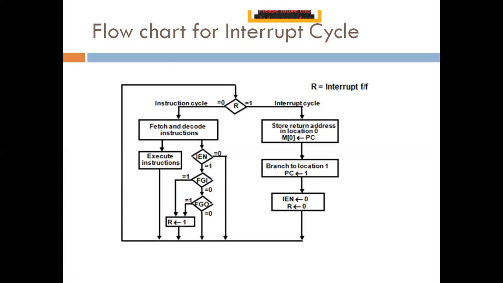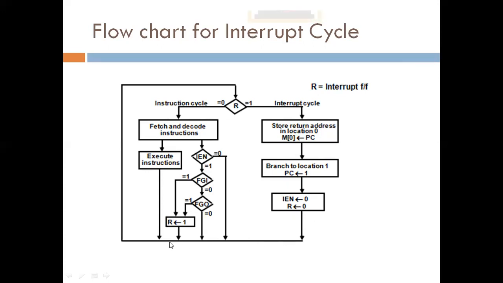The interrupt cycle is basically the hardware implementation of a branch and save the return address operation. The return address that is available in the program counter is stored in a specific location where it can be found later when the program returns to the instruction at which it was interrupted. Okay? So basically it stores the return address at location 0 and branches to location 1. Then the interrupt is solved and the value of R will be 0.